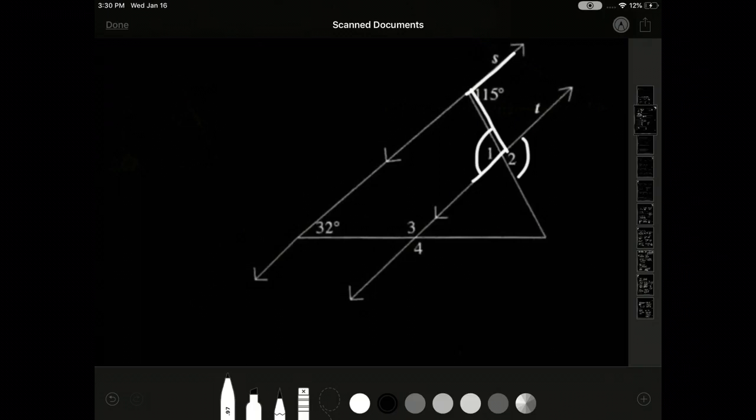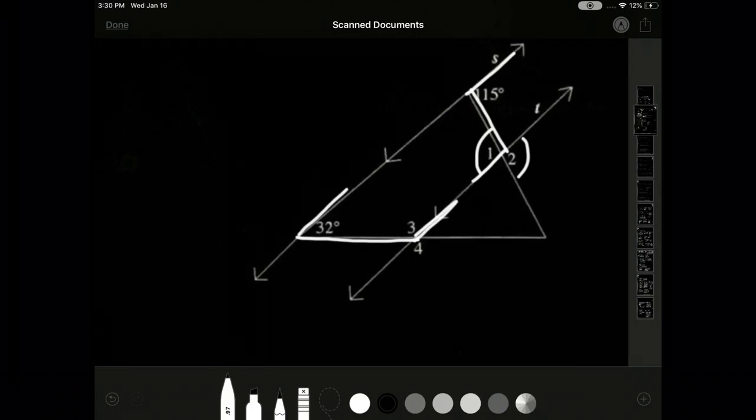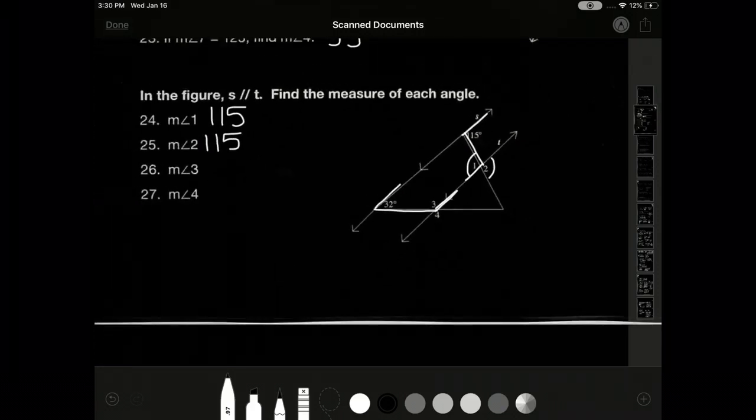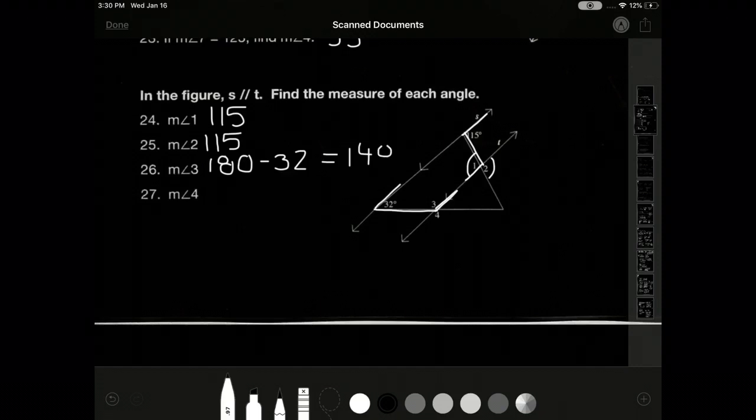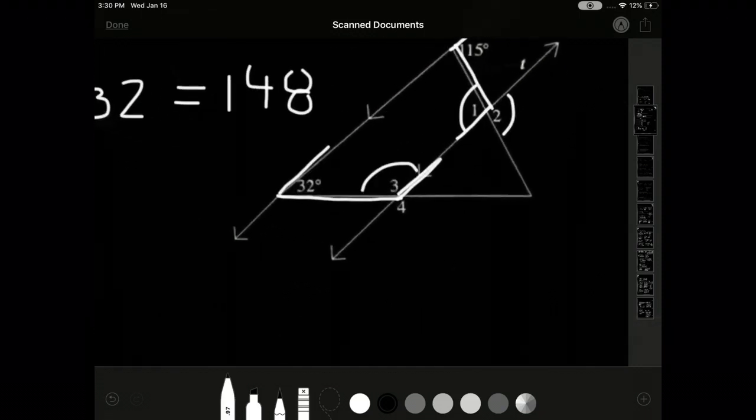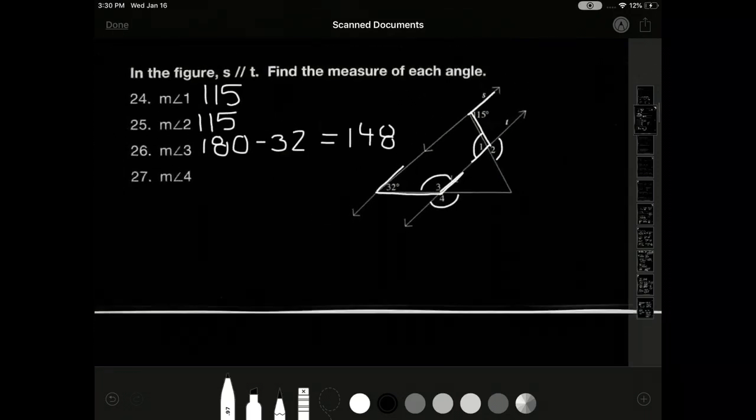Now the measure of angle 3 is same side interior with the 32. So we have to take 180 and subtract 32, and we get 148. And again, 3 and 4 are vertical angles to one another, which means 4 is also 148.